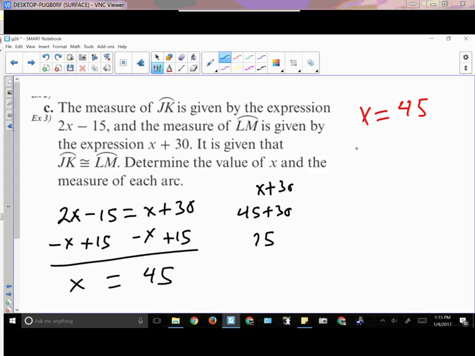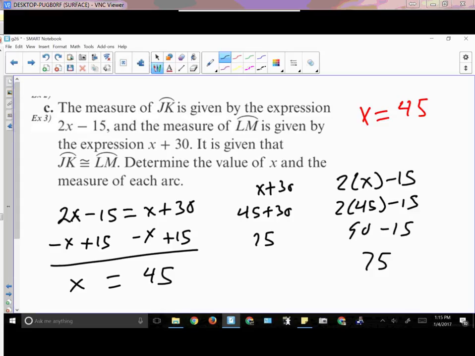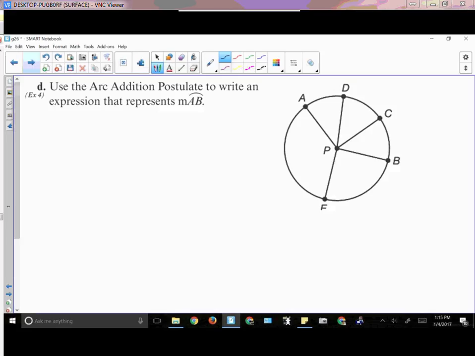If I go and take 2 times x minus 15, well, that means it would be 2 times 45 minus 15. 90 minus 15, I get 75 again. So it really doesn't matter which one you plug it back into, you just plug it back in and figure it out. Of course, it means you actually have to do that. So, I'm going to give you a minute or so here, and I want you to write an arc addition postulate to represent the measure of.